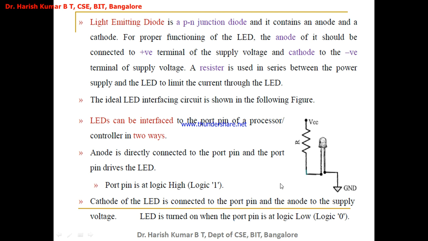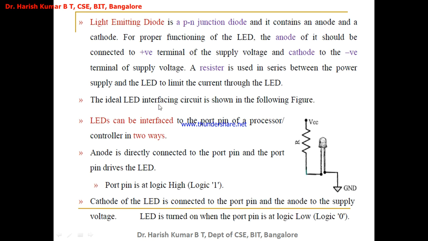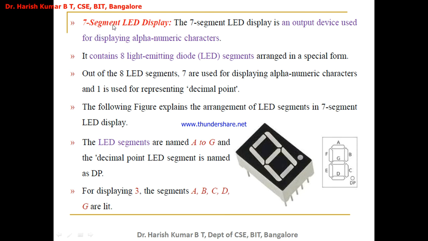If the anode is directly connected to the port pin, if the port pin is 1, the LED glows. If the port pin is 0, the LED goes off. So this is one actuator that you understood, that is the light emitting diode, and the next actuator is the 7-segment display.